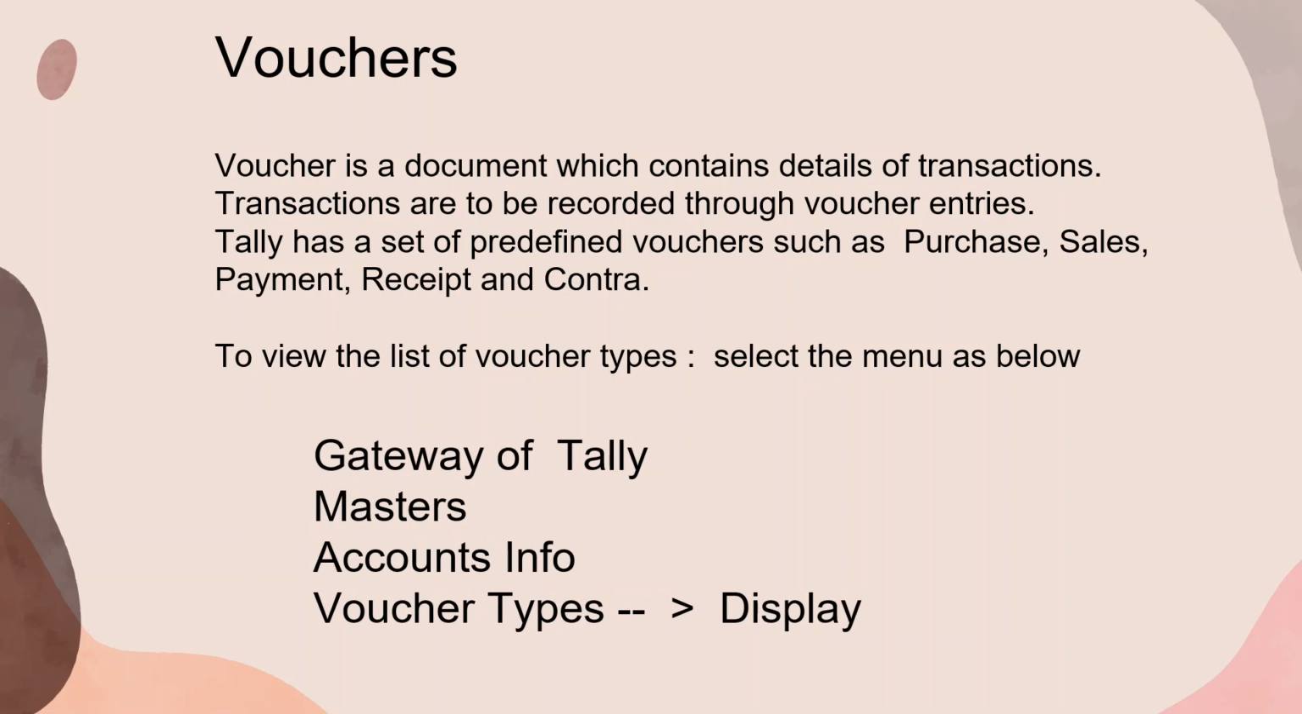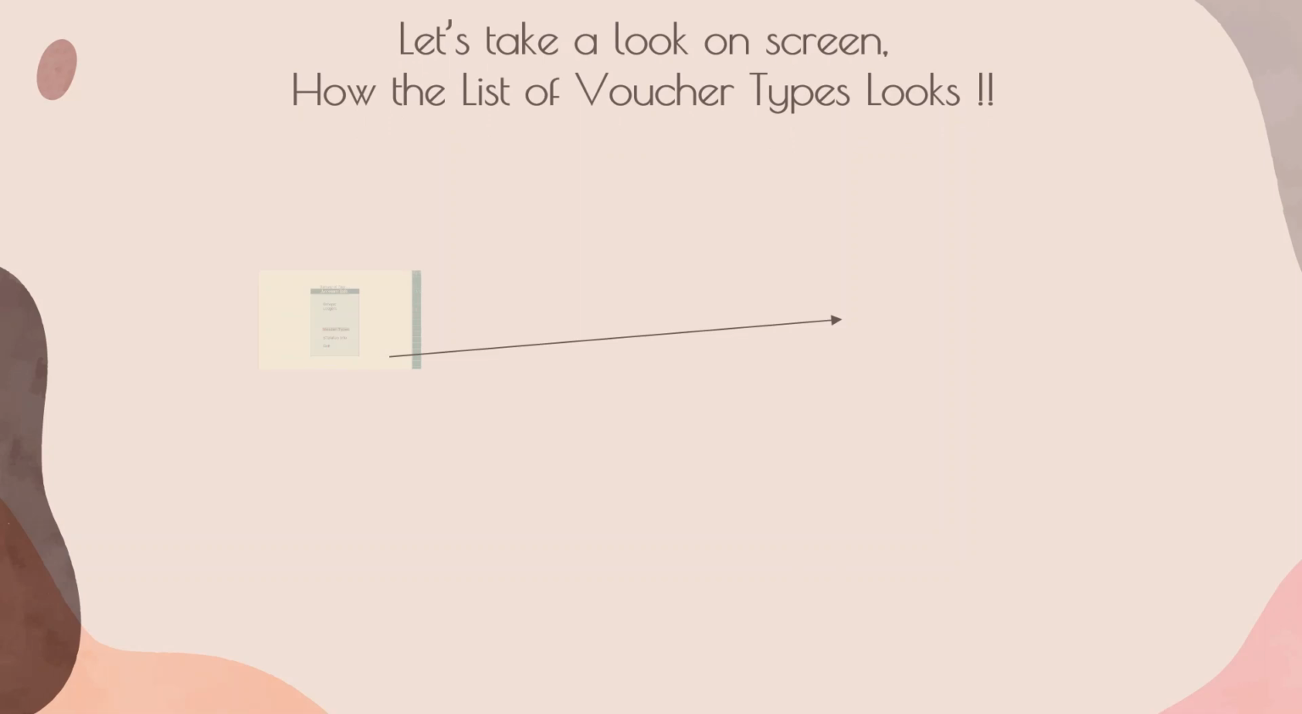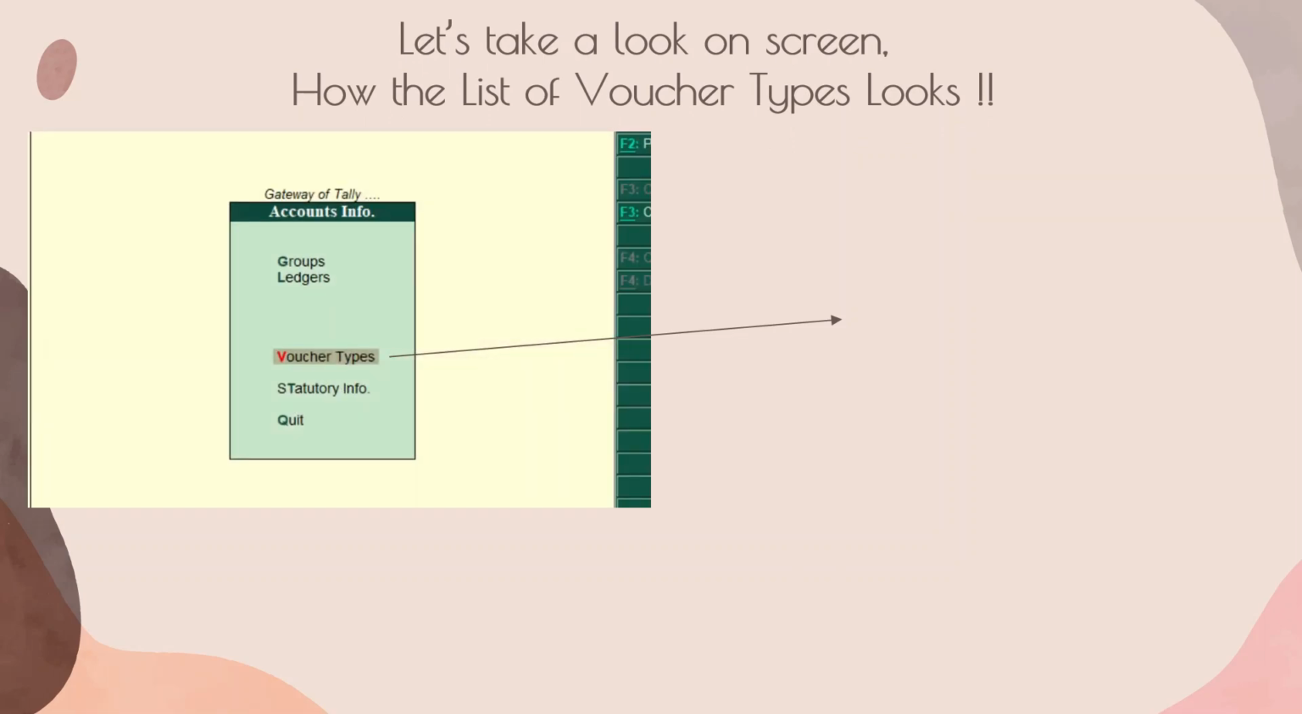So how can I go to that? First, in the Gateway of Tally, that is the menu option, under Masters, first I have to press Masters, and then Accounts Information will be displayed. In that Accounts Information, I have to go to Voucher Types. See, I have shown here. See, first we saw groups, isn't it? And then ledgers, and then voucher type.